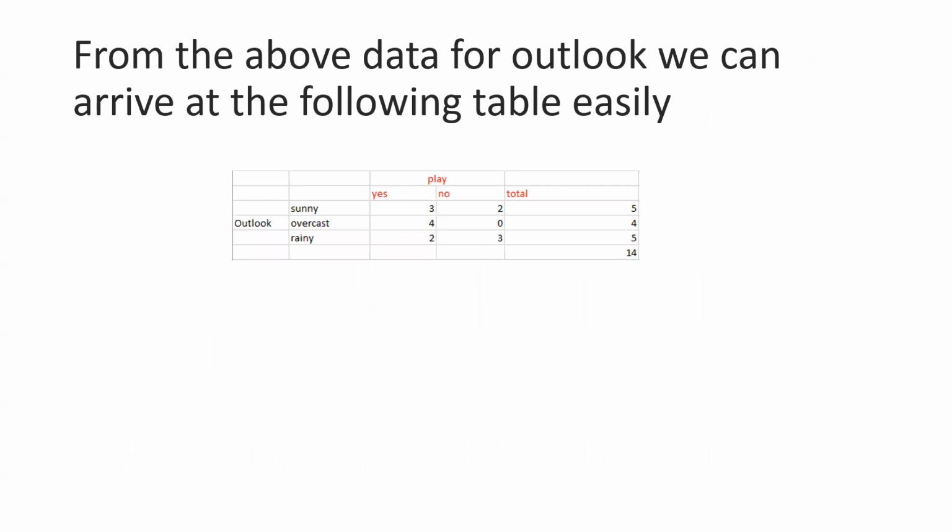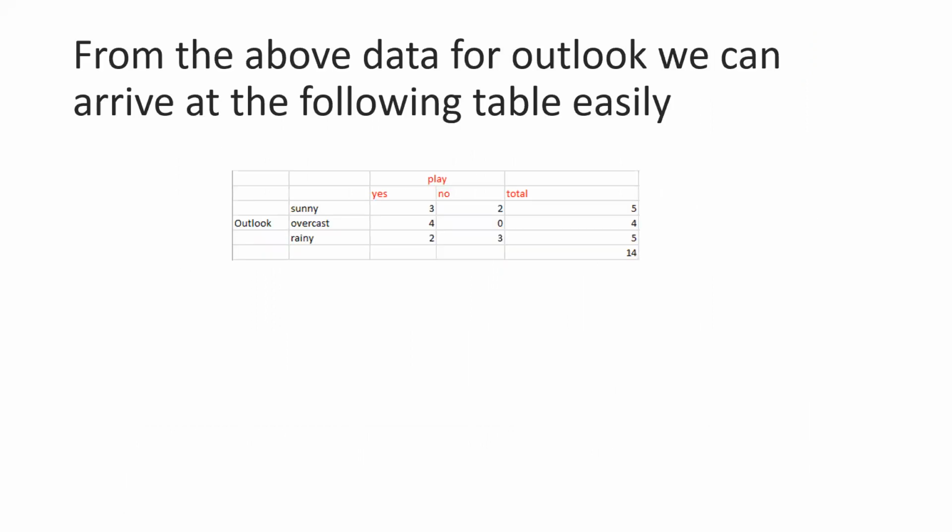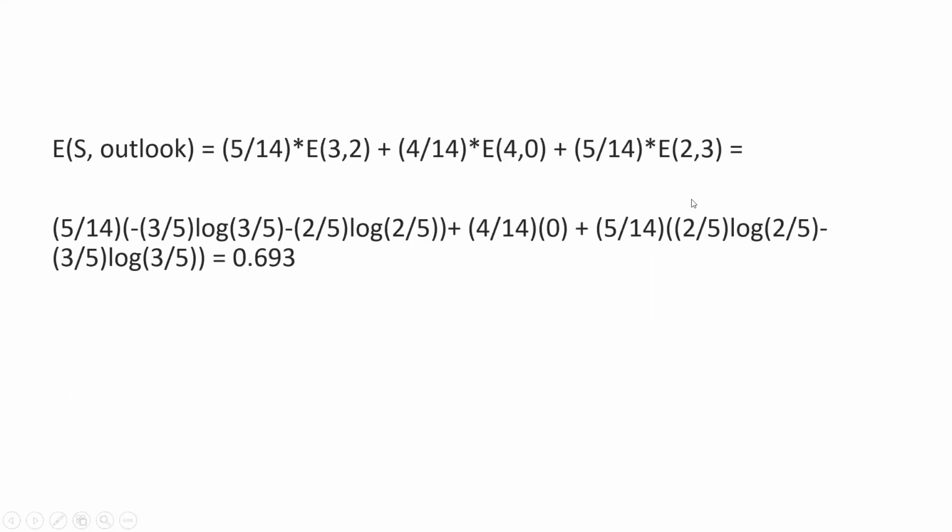Go to the first table. Here we have 5 by 14, the overall entropy for Sunny. For Sunny, as you can see, it is for S of Outlook, the first one is Sunny. For Sunny, how much is it? 5. The table is 5 out of 14. That's what we have written.